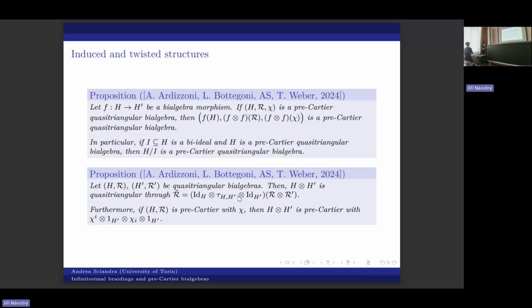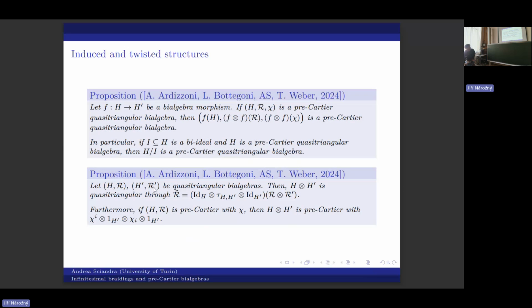You can also induce pre-Cartier structure on tensor products. So if you start with two quasi-triangular bialgebras, it is known that the tensor product is quasi-triangular, just tensorizing the two R matrices and flipping in the middle. This is known, but you can also obtain, if one of the two is pre-Cartier, a pre-Cartier structure on the tensor product. You just put one in the right place.